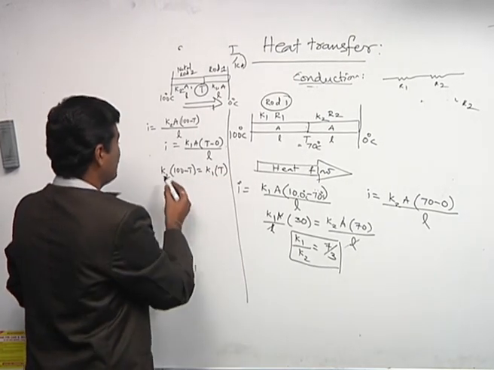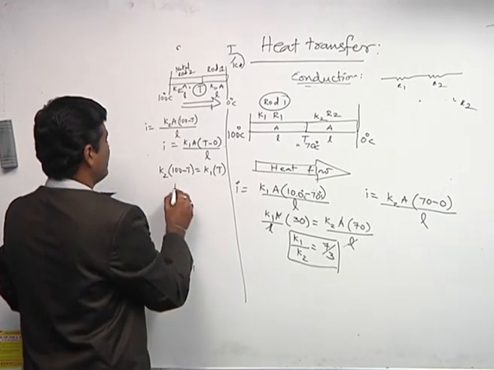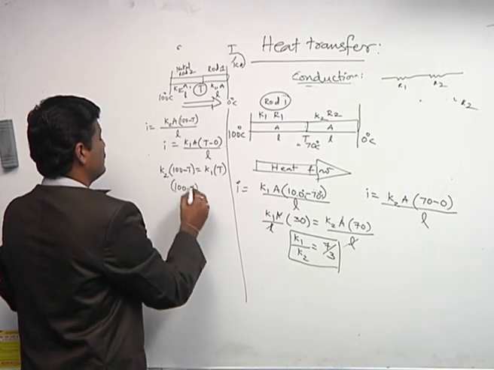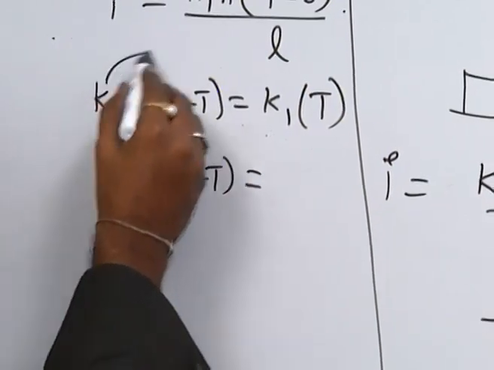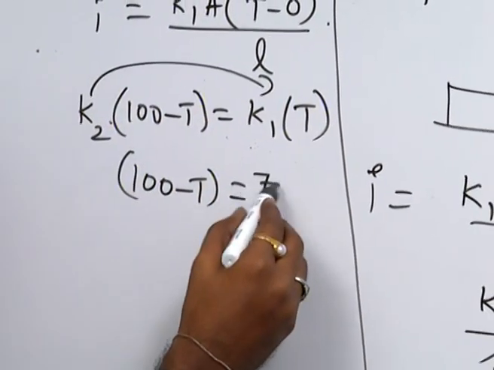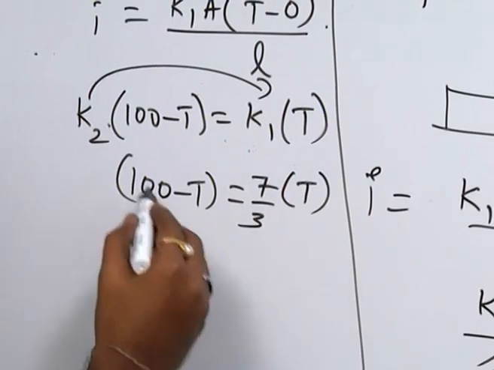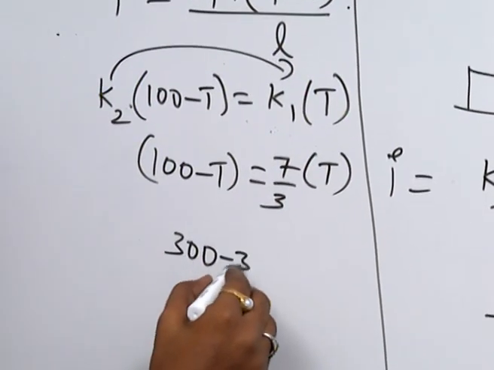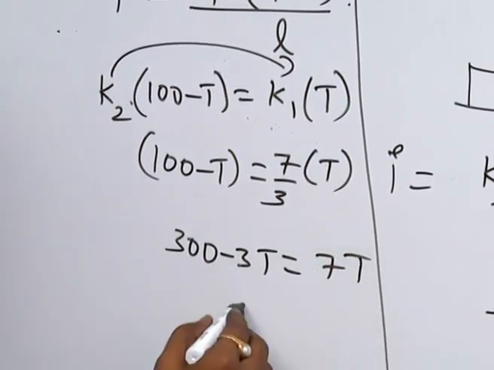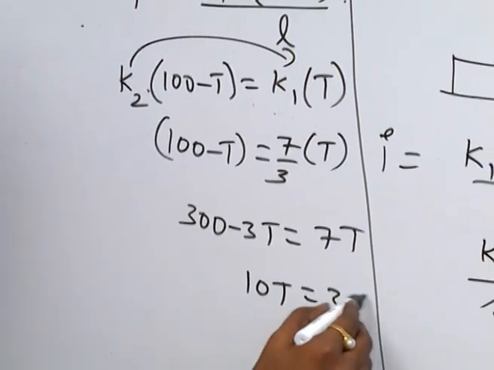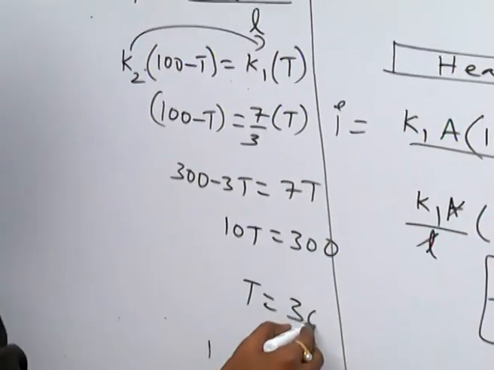So already we know K1 by K2 is equal to 7 by 3. So 100 minus T is equal to K1 by K2 into T. If it moves to the other side, K1 by K2 is 7 by 3, into T here. So it will be 300 minus 3T equals 7T. So 10T is equal to 300, T is equal to 30 degrees centigrade.